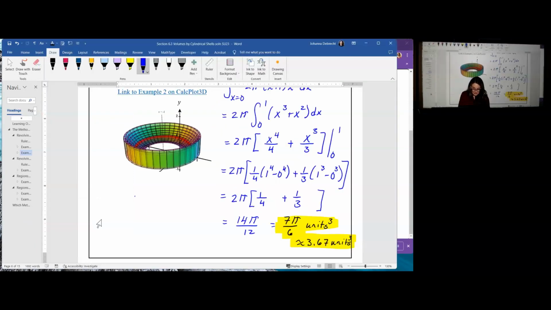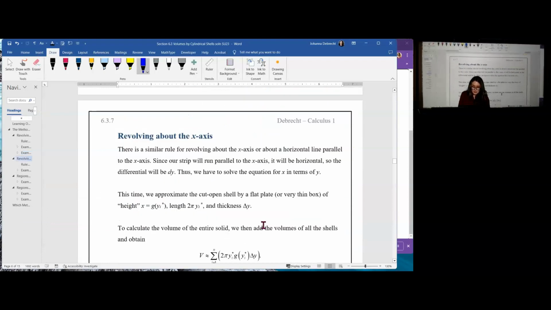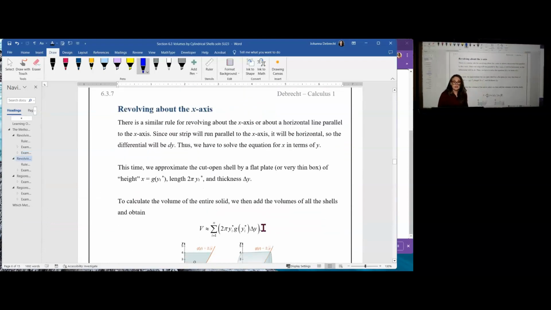We now want to take a look at revolving about the x-axis. This is going to be very similar to revolving about the y, except to make our rectangles, our strips, parallel to the axis of rotation, they'll have to be horizontal. And that means the narrow end will indicate that the differential is dy.